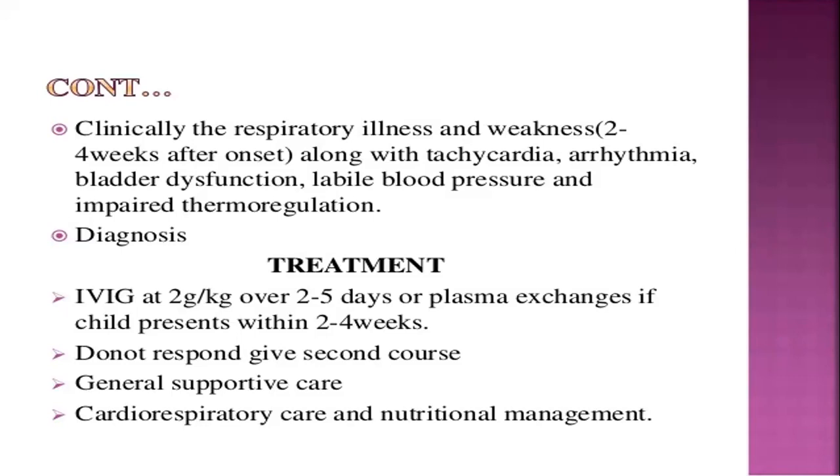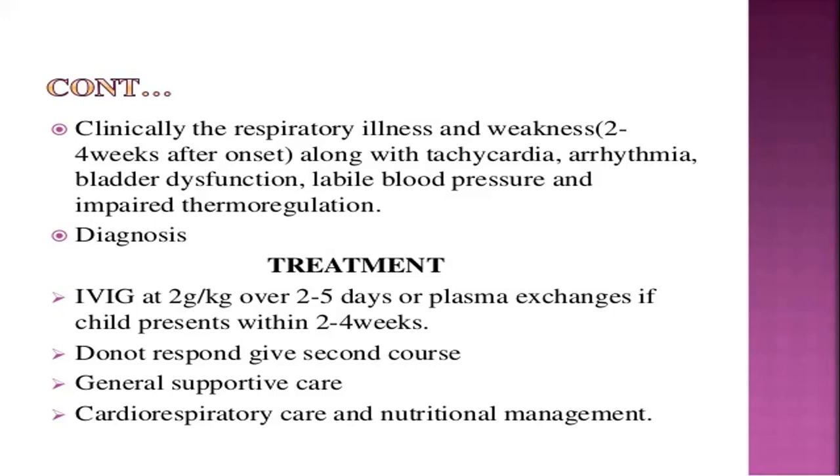The treatment of this GBS is plasmapheresis. Plasmapheresis is separation of the immunoglobulins within the blood, within the serum, which affect the nervous system; they should be extracted from the serum of the patient. And the second, immunoglobulin G at 2 milligram per kg dose for 2 to 5 days. Or plasma exchange in children presented in 2 to 4 weeks.